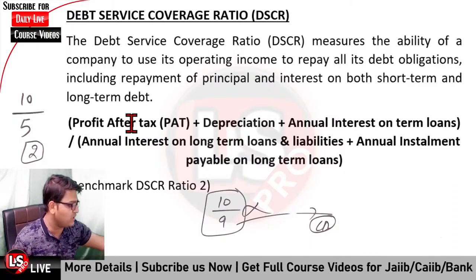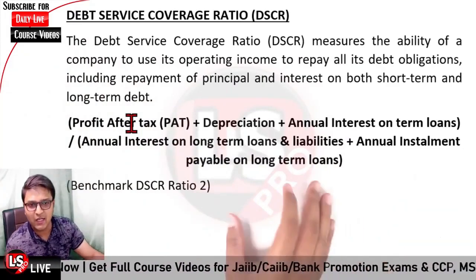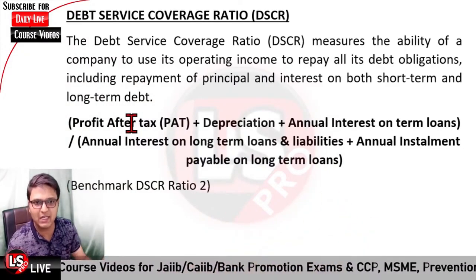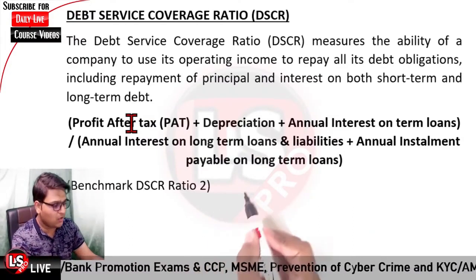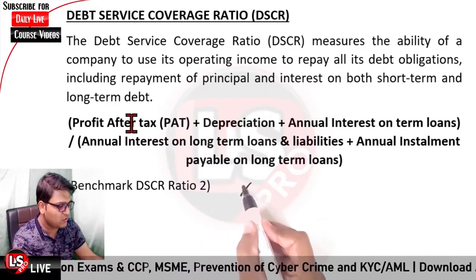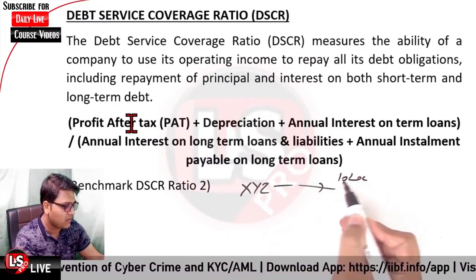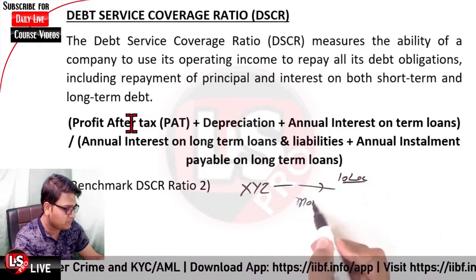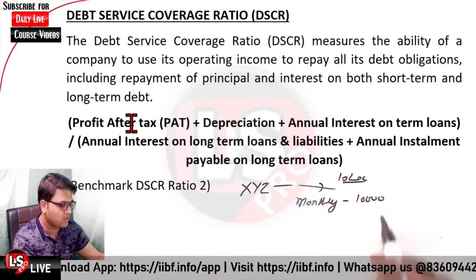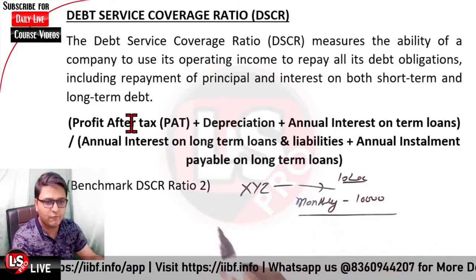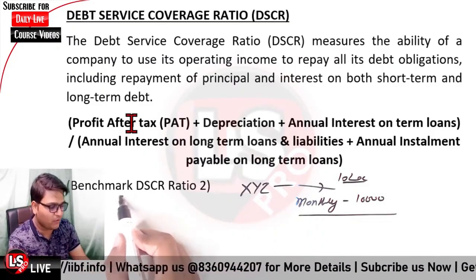I'll let you know each and everything, what the different components of the formula are, how we calculate it, and how you can remember it easily. Let us consider that firm XYZ has taken a loan of rupees 10 lakh from the bank, and the monthly installment is, let us say, rupees 10,000, and its profit after tax is rupees 2,40,000.